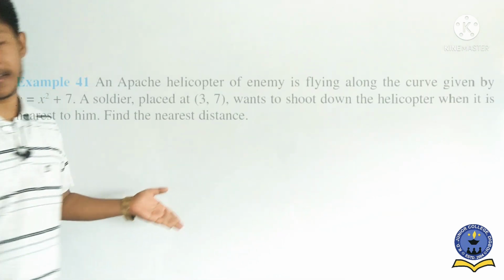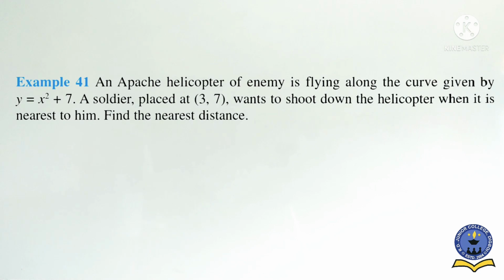word problem. The question is given here: an Apache helicopter of the enemy is flying along the curve given by y equal to x square plus 7. A soldier placed at (3, 7) wants to shoot down the helicopter when it is nearest to him. Find the nearest distance. That means we have to find the minimum distance.